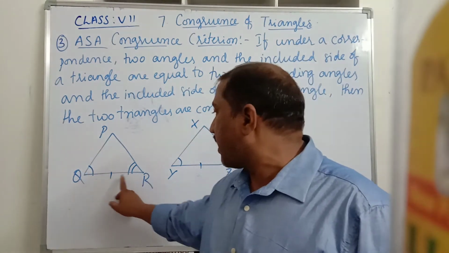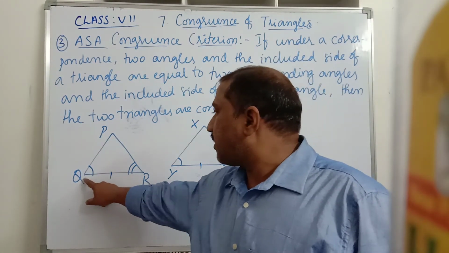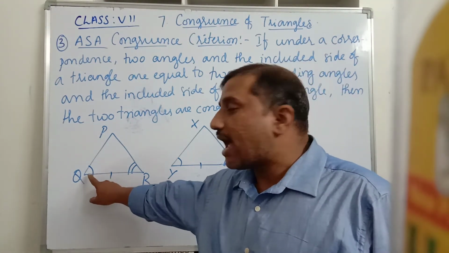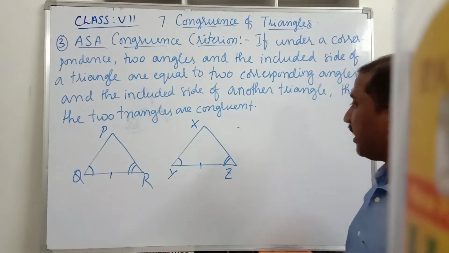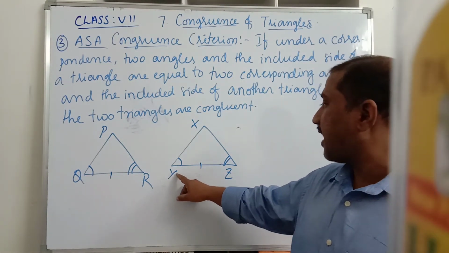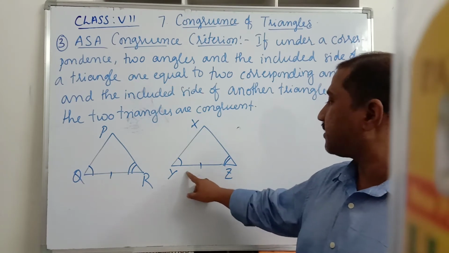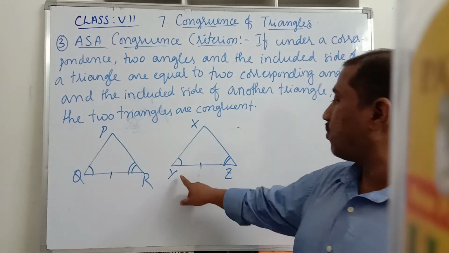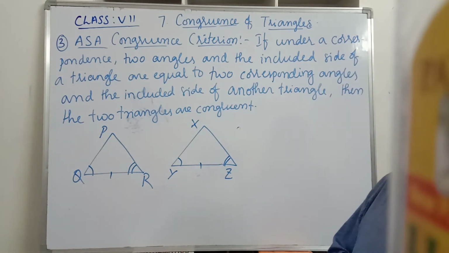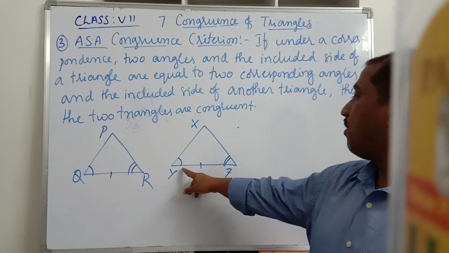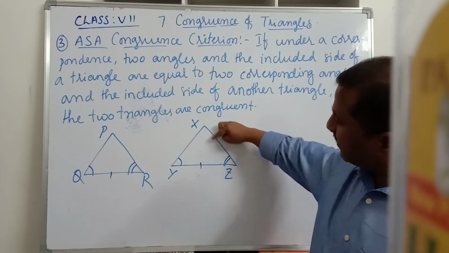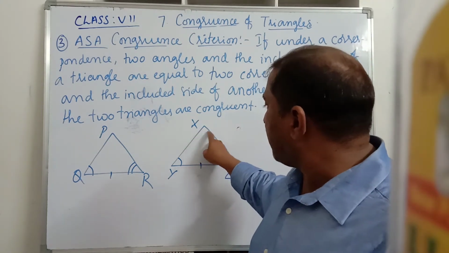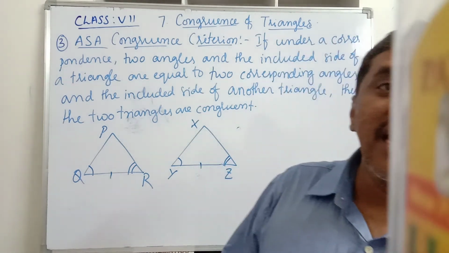See here angle Q and angle R. These two angles are on the side QR. Therefore QR is the included side of angle Q and angle R. Similarly in triangle XYZ, consider angle Y and angle Z. On the side YZ we have angle Y and angle Z. Therefore, we will call side YZ the included side of angles Y and Z. If we consider X and Z, XZ is the included side. If we consider angles X and Y, XY is the included side.